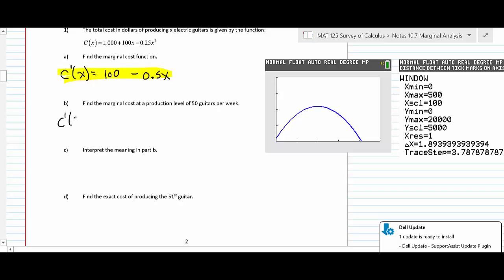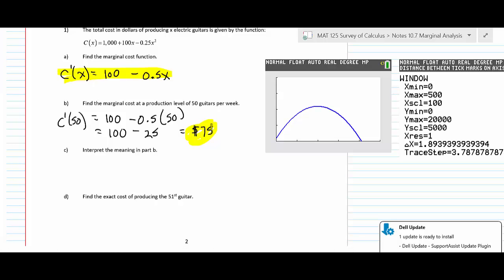So we're going to do C prime of 50. So that would be 100 minus 0.5 times 50. That's 100 minus 25. So you should have got $75 for your marginal cost then. Okay? All right, so if you get your derivative okay, that's a fairly simple thing to do. Everybody okay so far? Okay.